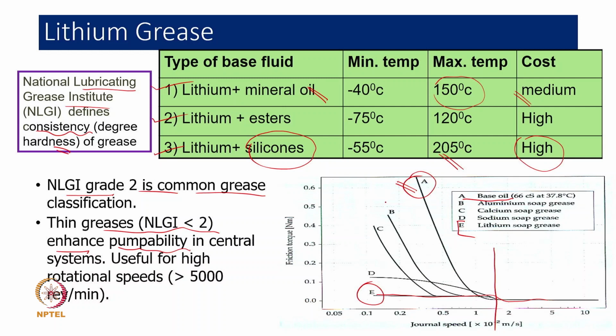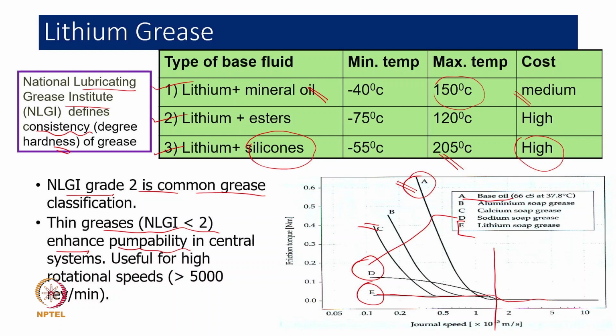Of course, there are other greases also: aluminum, calcium, sodium. These days, sodium grease we don't use at all, because it is not easy to make, as well as it reacts also. So calcium is one of the cost effective ones. If nothing is known, or cost is a major consideration and performance is not, I'll go with a calcium based grease. So this is the kind of grease.